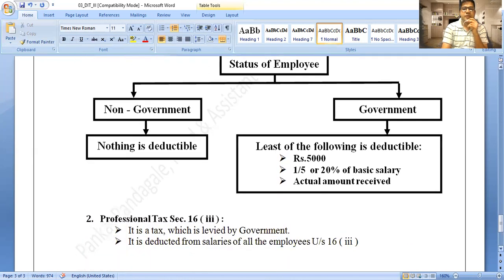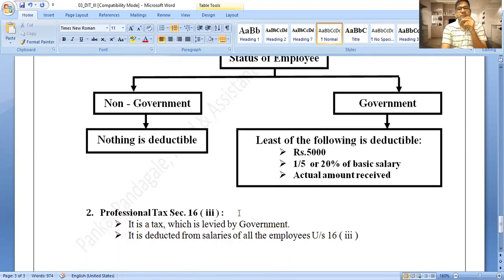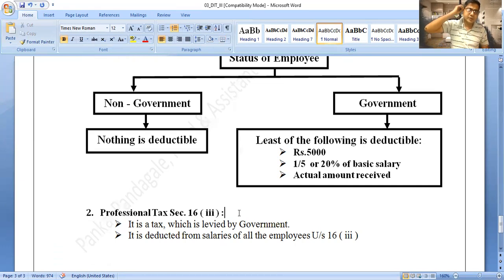The next deduction is professional tax under section 16 subsection 3, and this professional tax amount we have to keep always at rupees 2,500 per annum. These things you have to keep in mind. So we have to give three deductions: standard deduction under section 16 subsection 1 up to 50,000.